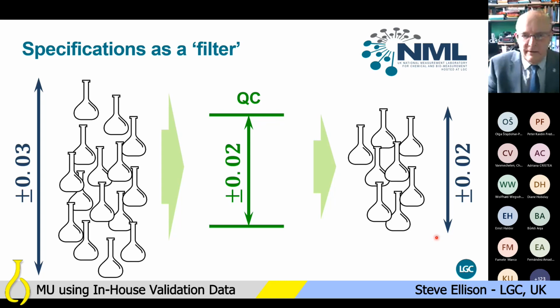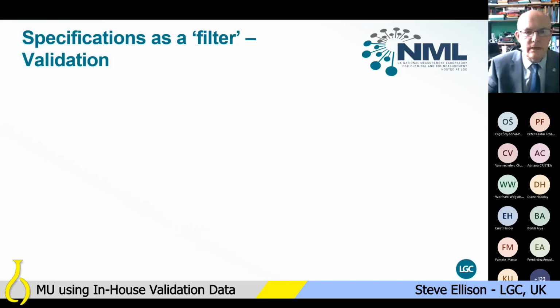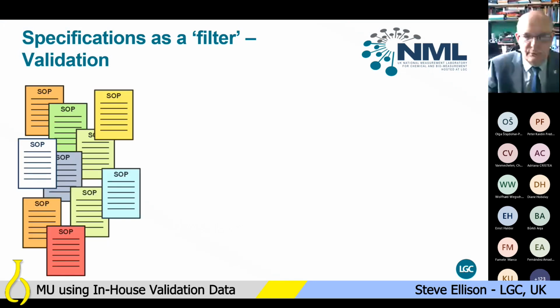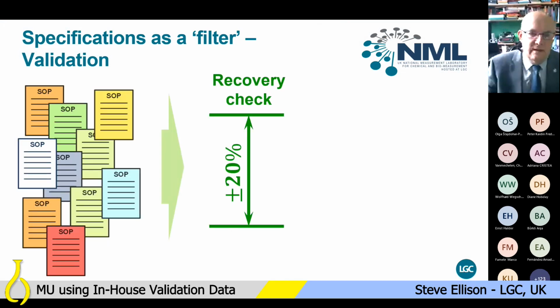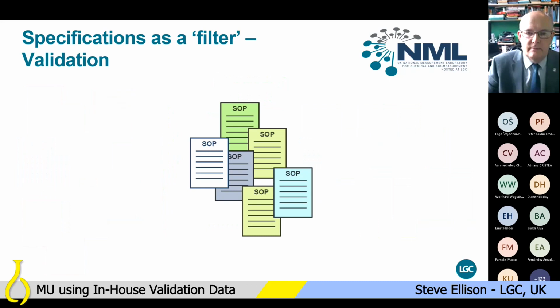Now, that's a manufacturing process. What does it look like in method validation? Well, it looks much the same from the outside. We have a lot of standard operating procedures. We put those through a recovery check. Everybody checks their own SOP, puts them through a recovery check, and the ones that pass the recovery check are the methods that end up in use. Methods that don't pass typically will be amended and put through the process again. Now, on the face of it, that looks exactly like our manufacturing problem.